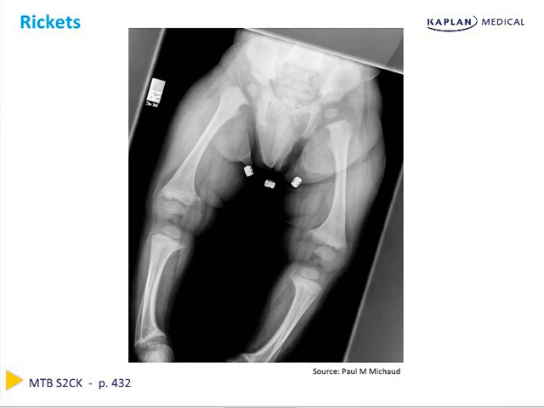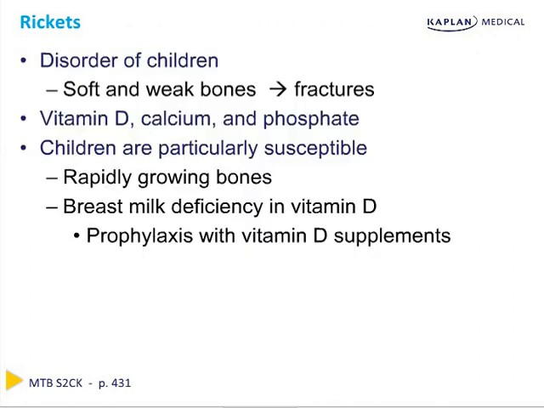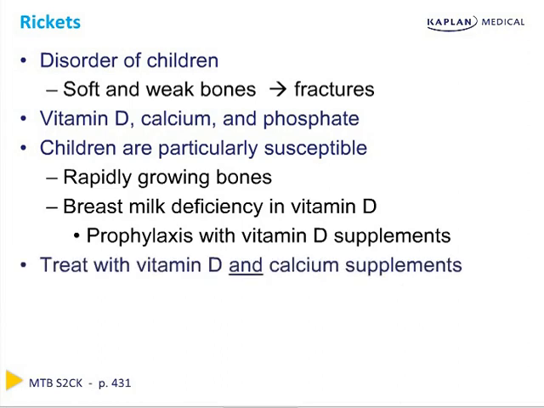This process continues until you get a child with an x-ray like this. The bowing of the femur and the tibia from walking on very soft bones bends them inward. And for the treatment, you just have to give them vitamin D and calcium supplements. Giving them vitamin D alone is going to help. You want to give them high doses of vitamin D and high doses of calcium to try and rebuild the matrix of their bones.